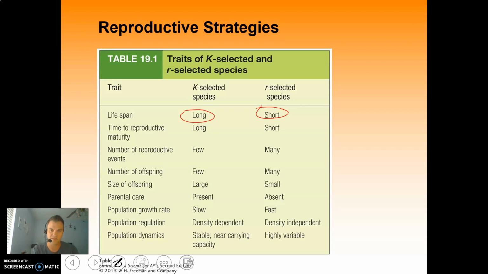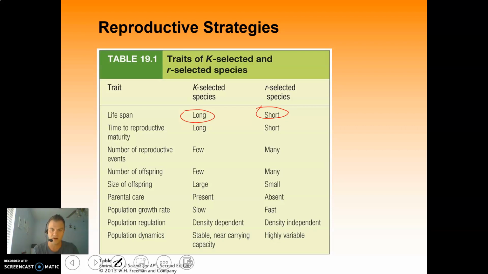Population growth rate is going to be slow for K-selected and fast for R-selected. Population regulation is going to be density dependent. All right, we talked about that before. So the population regulation, how many individuals are going to be there, is going to depend on the conditions of that area, the food, the amount of land, and that's not going to be the case for R-selected species, which is why they end up having to die off.